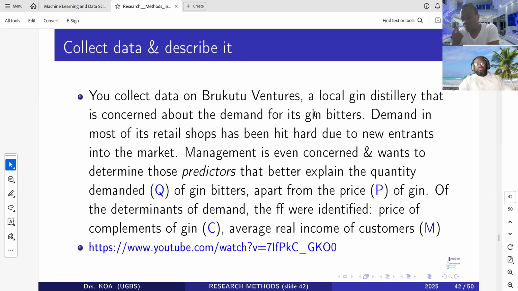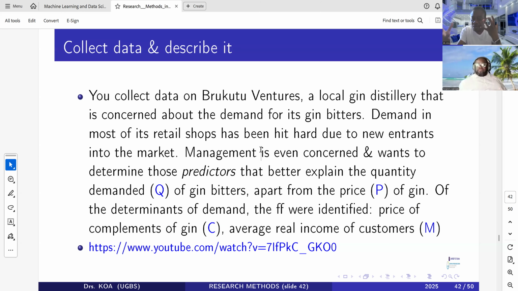If you have done economics before, the factors of demand are many, but the key determinant of demand is price. So price is actually a movement along the demand curve instead of a shift of the demand curve. So price is a key determinant of demand. But apart from price, what other things? Well, one of the things we know in the literature is complement price. So here we are considering the complement price of gin.